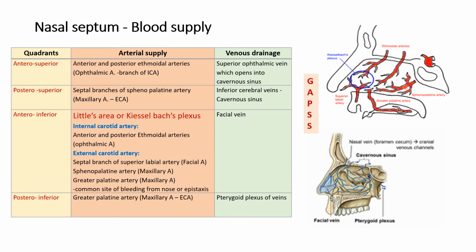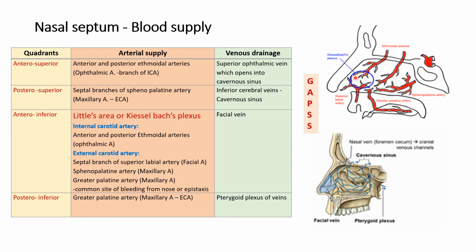The branches from the maxillary artery are the sphenopalatine artery and the greater palatine artery, and the branches from the facial artery are the septal branches of superior labial artery. So these are forming the plexus known as the Kesselbach's plexus.